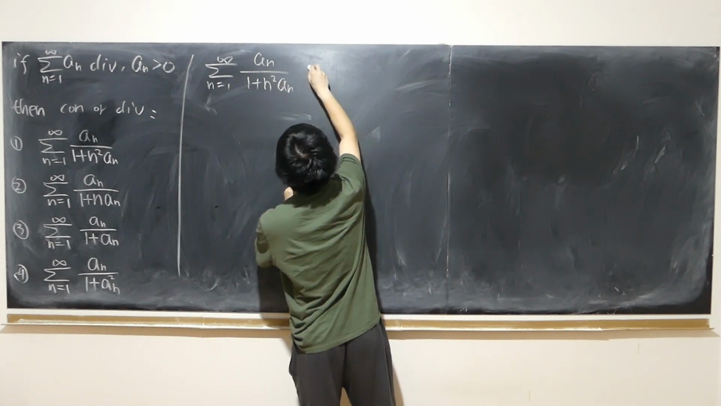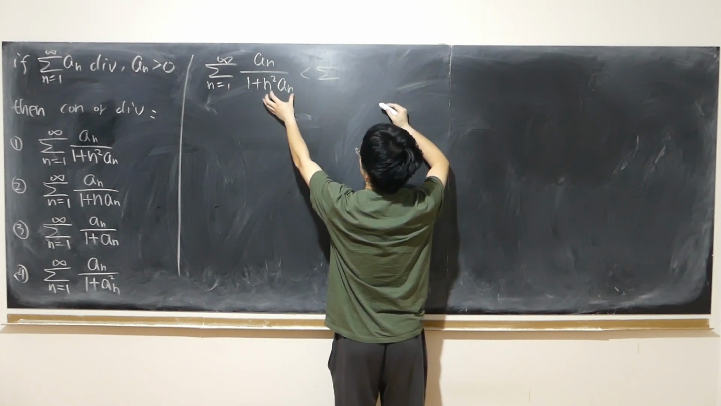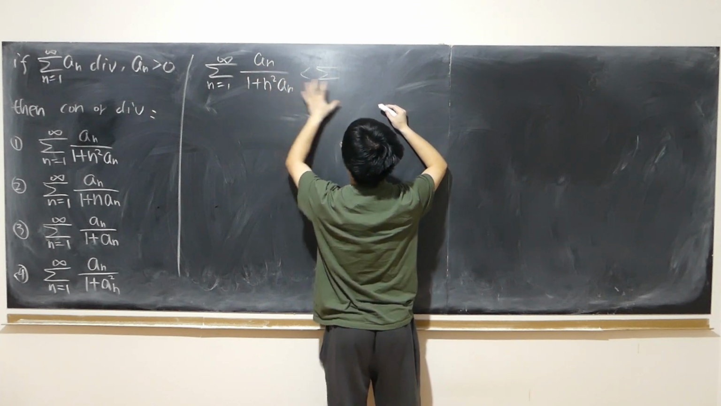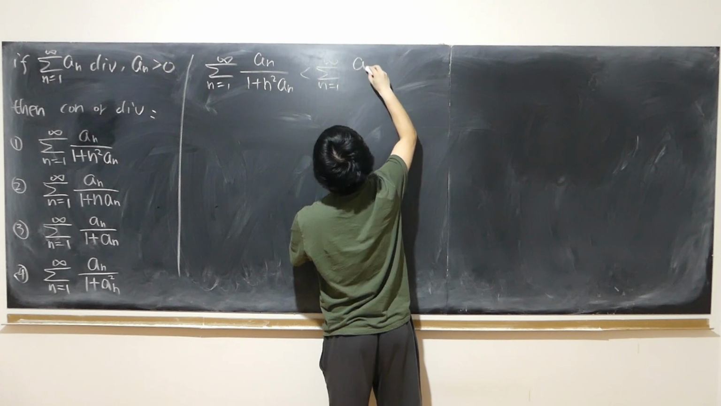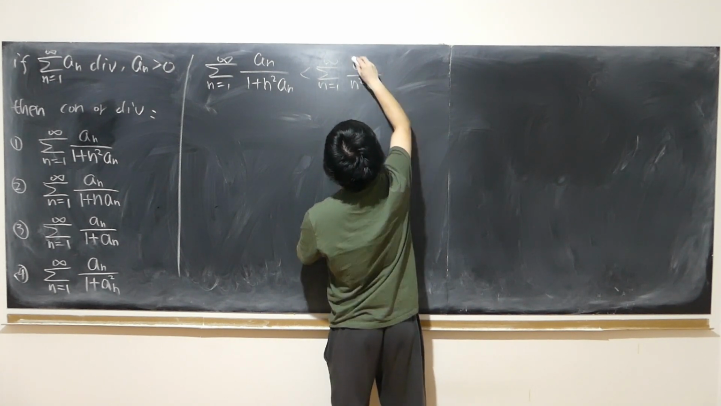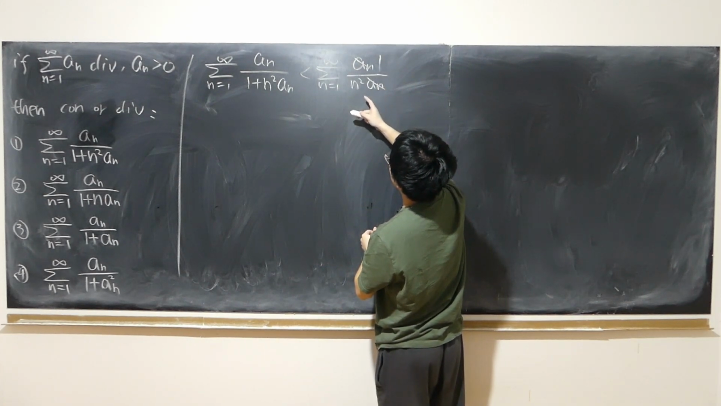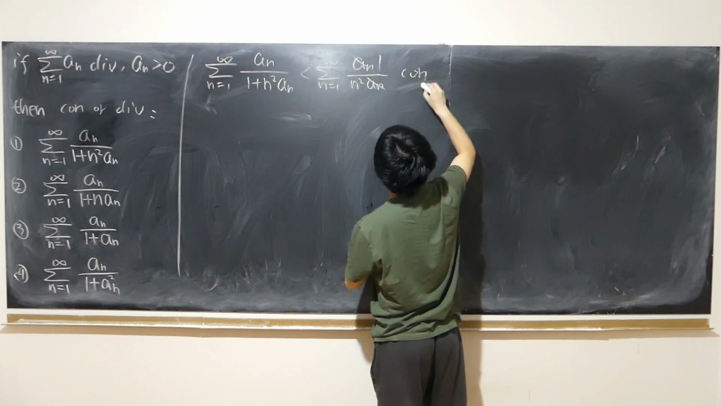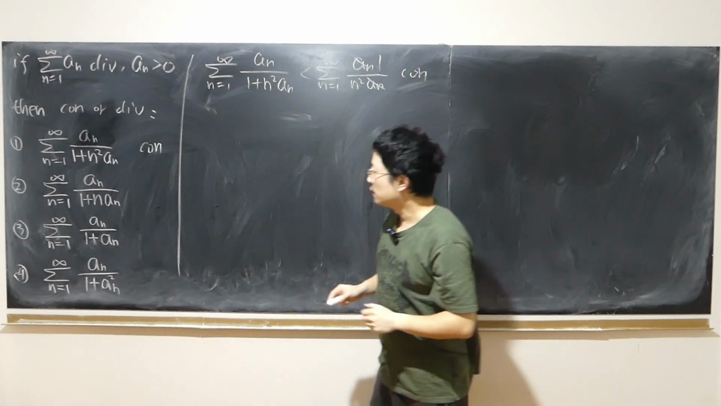Get rid of the 1. Loosen it a little bit, because the bottom becomes smaller, so the whole fraction becomes bigger. The sum from n equals 1 to infinity of a_n over n squared a_n. That way, it's basically just 1 over n squared, which is obviously convergent. So this is no problem: convergent.